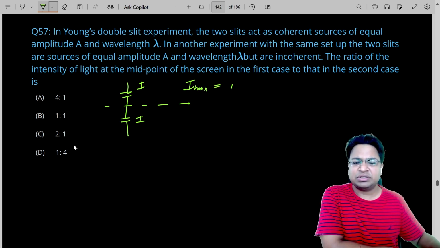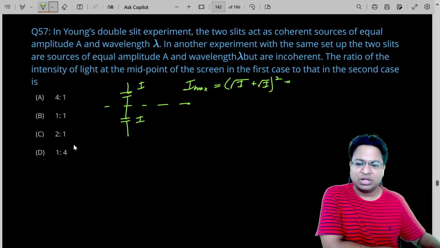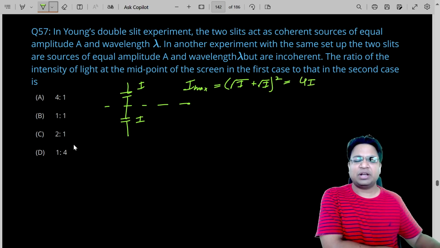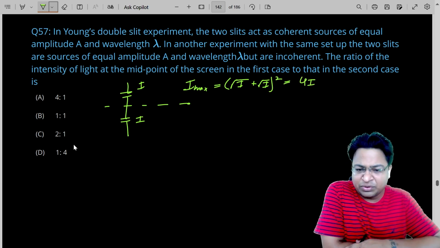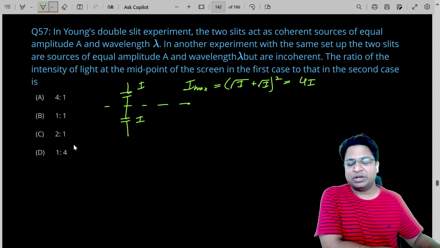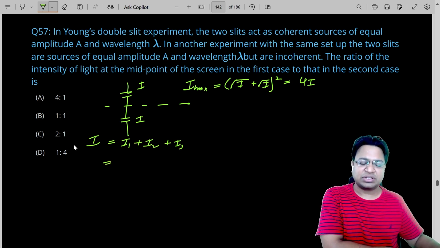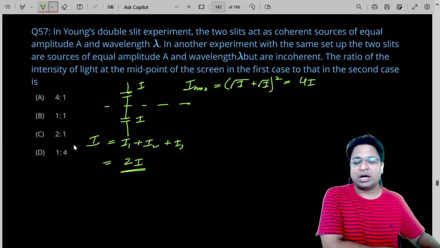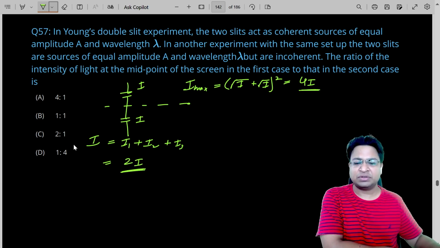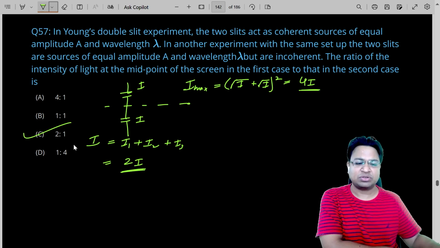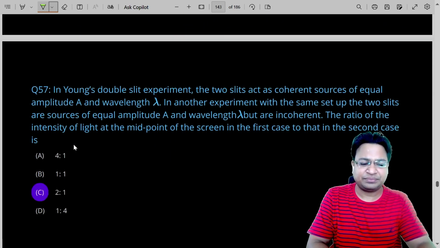So, maximum intensity is given by root of I1 plus root of I2 and square of this. So, this turns out to be 4I. But if the sources are non-coherent, then we don't use the formula for intensity. Like in case of non-coherent sources, we simply add up the intensities. That's it. All right. So in this case, there are two sources of intensity I, so they will simply add up and become 2I. So earlier it was 4I, now it has become 2I. So the ratio of the intensity at midpoint of the screen in the first case to the second case will become 2 is to 1. So option C would be the right one.